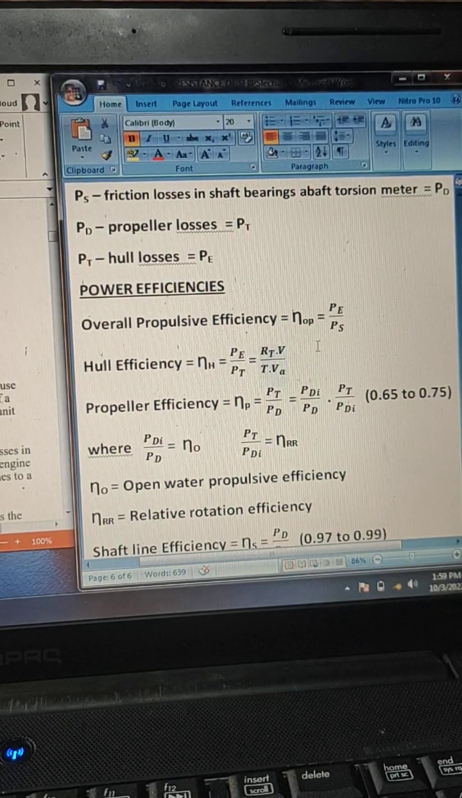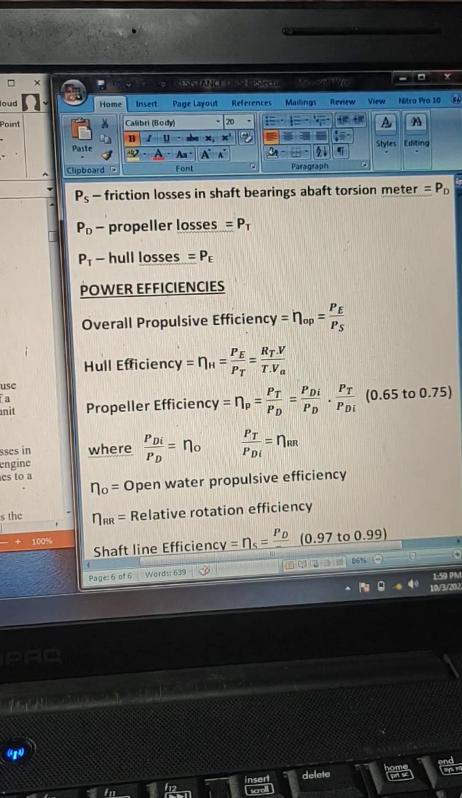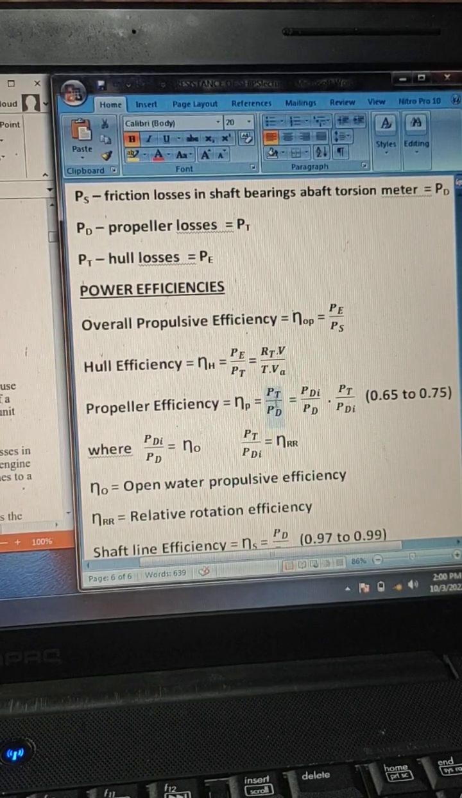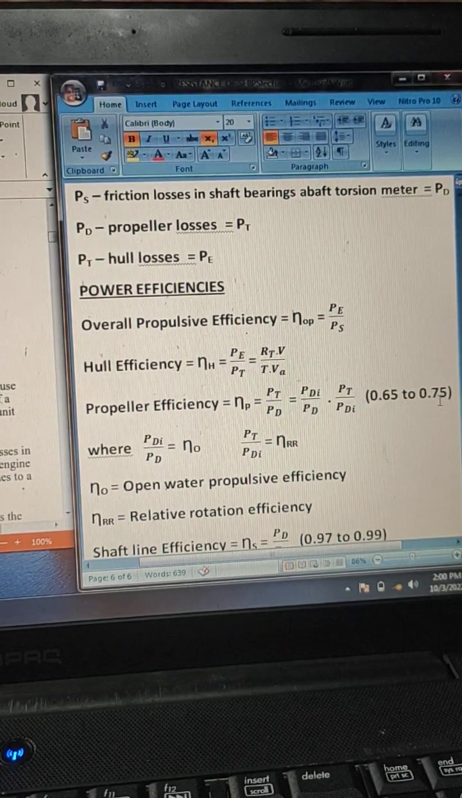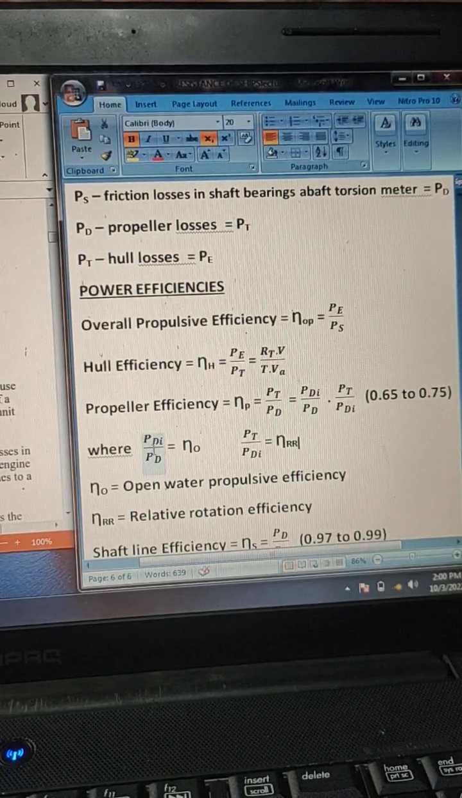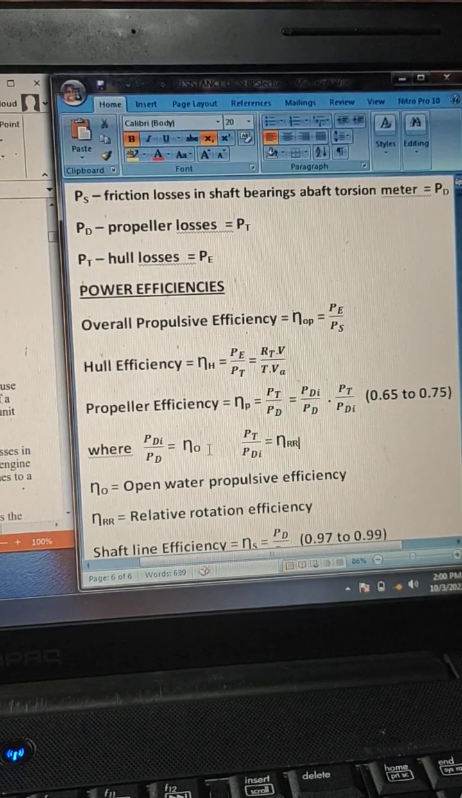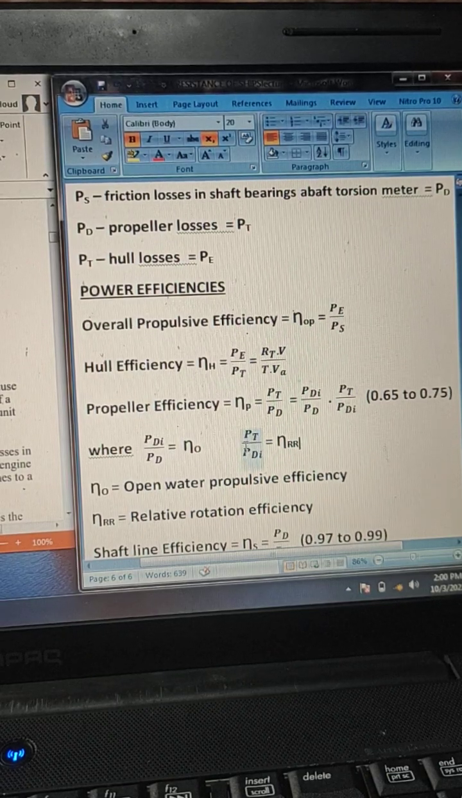What is the efficiency? The overall efficiency is the effective power against the shaft power. The hull efficiency is the effective power against the thrust power. You see? Propeller efficiency is the thrust power against the delivered power. And this ranges from 0.65 to 0.75. Where we have this and this, where are they coming from? This is what we call open water propeller efficiency. And this is what we call relative rotative efficiency.